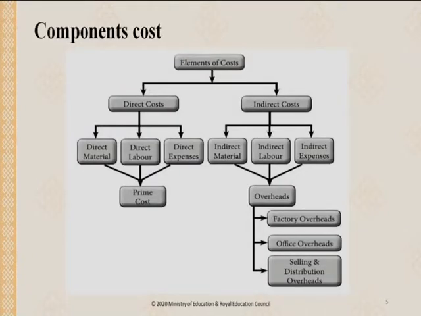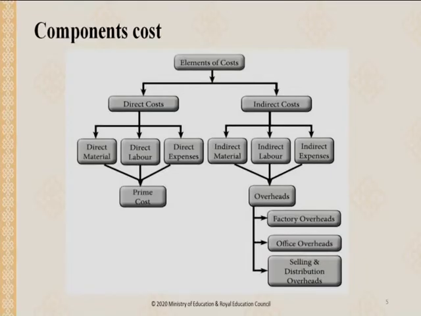Next we have components of cost, which I have also covered under the store ledger. Anyway, once again, for a reminder, I will take you through. The first we have is direct cost and indirect cost. Direct cost is further categorized as direct material, direct labor, and direct expenses, and all these three constitute the prime cost. Then the next is indirect cost: indirect material, indirect labor, indirect expenses, and all these three become overheads. Overheads can be of three kinds: factory overheads, office overheads, and selling and distribution overheads.